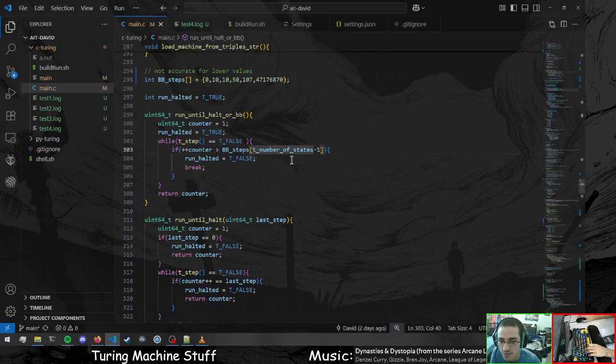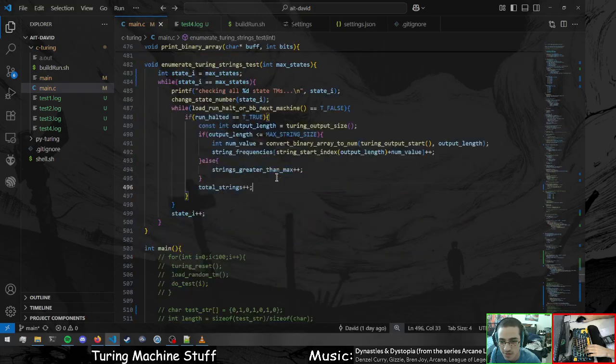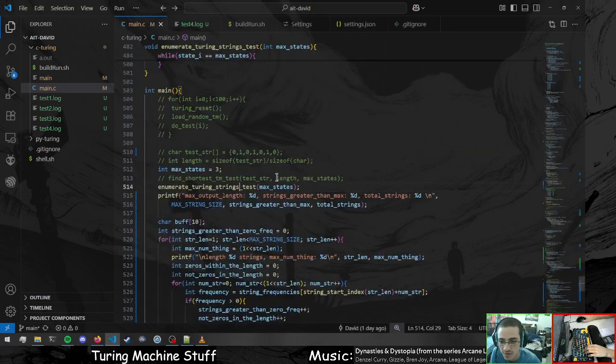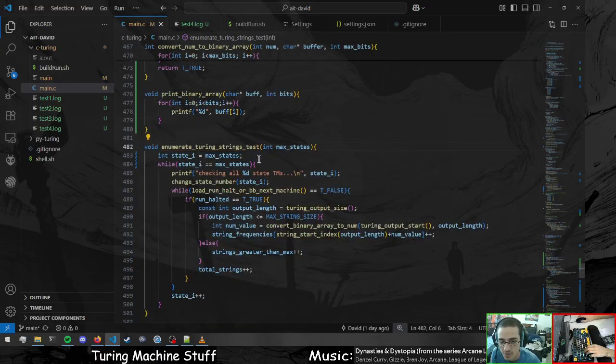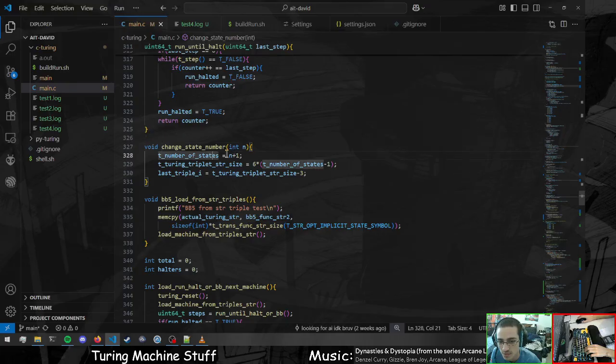Is that what's happening? I do T number of states minus 1. Is that just bad? Is that just wrong to do? I don't really know. So here I put max states 3, right? And then I do change state, right, to 3. And then I do n plus 1 for number of states.